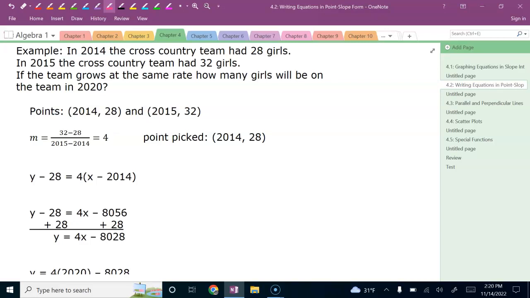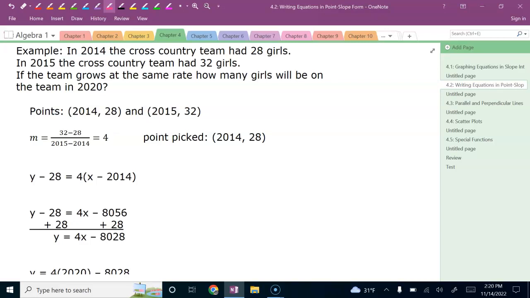Now, in order for me to write this equation in point-slope form, I had to find the slope first. So you can see how they set up 32 minus 28 all over 2015 minus 2014. So 32 minus 28 would be 4, and there was 1 year on the bottom, so 4 over 1 just reduces to 4. So that's going to be your slope.